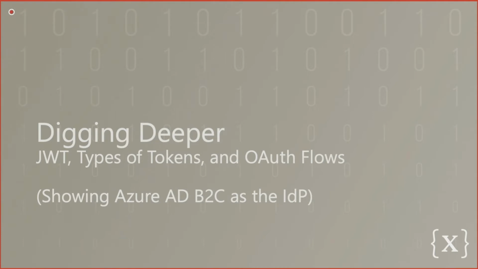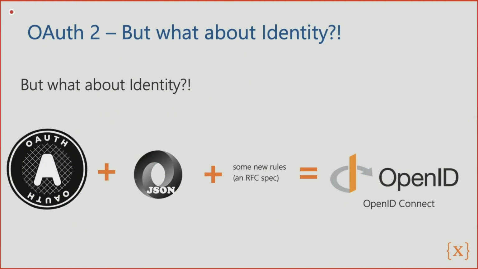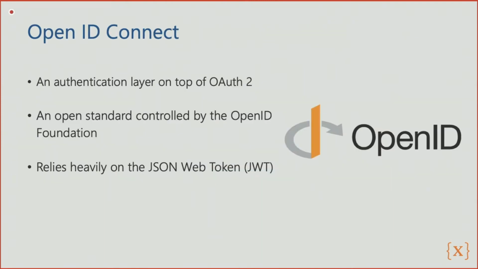So back to this guy. OAuth, JSON, right? That's just a JSON document. Some new rules in the RFC spec, that is pretty much your JSON web token, right? The rules around defining that. Got it. An easy way to think about it is OpenID is a protocol explaining how to obtain the token.